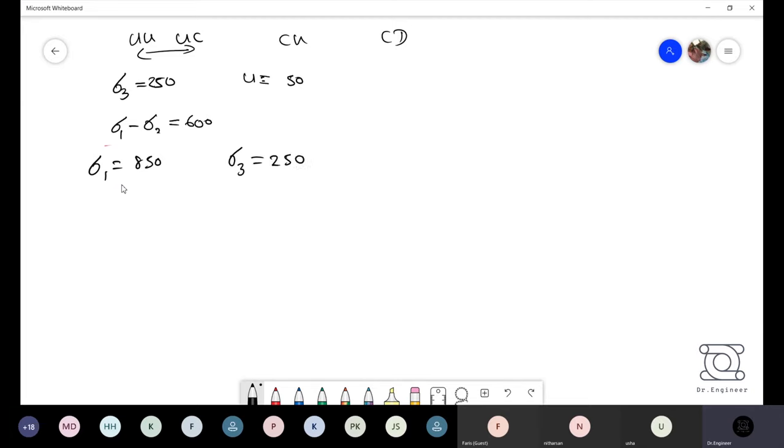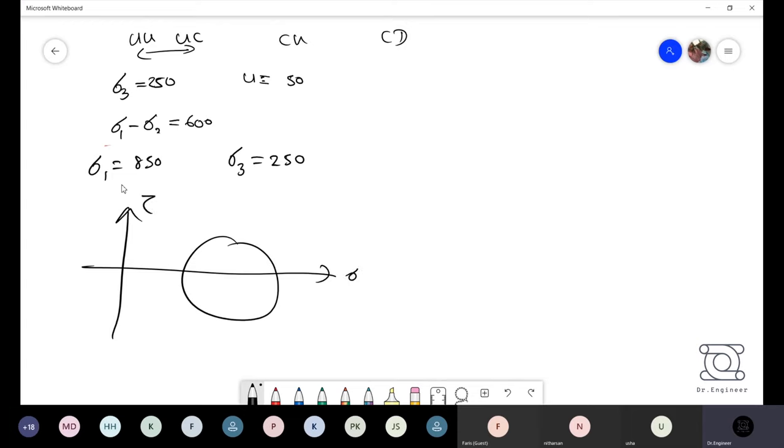So using these two values, you can draw the Mohr circle. If we take the axes, sigma and tau, on this side it's 850 and this is 250. So you can find the center. If you add these two, it is 1,100, so the center would be 550. They are asking us to find phi dash and phi.